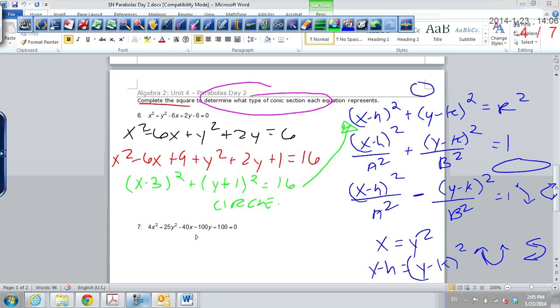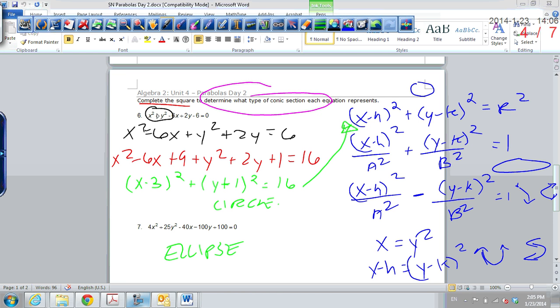Alrighty. Number 7, go ahead and pause it, and I'm going to tell you what it is. Pause it. Cool. It's an ellipse. I won't go through completing the square. I believe in your abilities, but I do want to talk about the fact that anytime you have an x squared and a y squared term, that means it can't be a parabola.